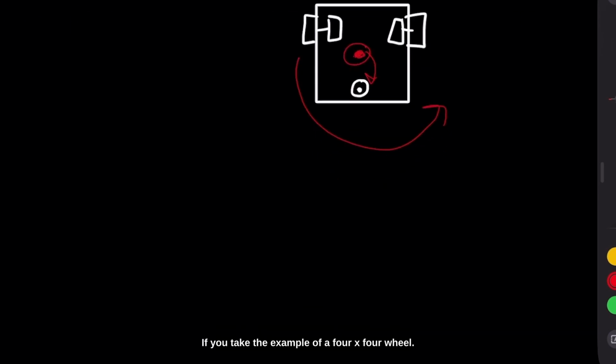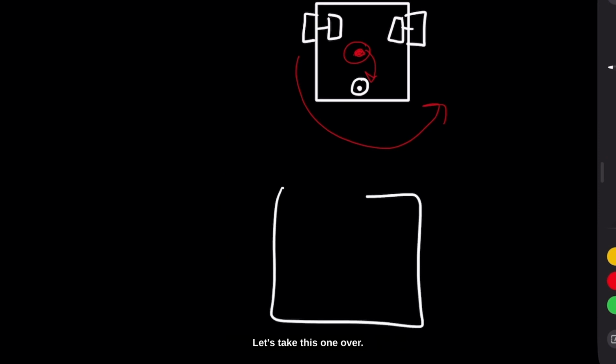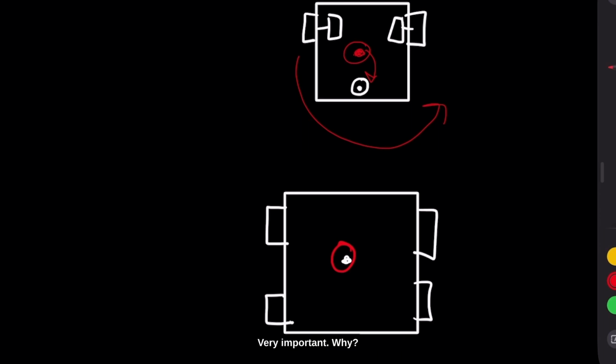If you take the example of a 4x4 wheel robot, let's take white pencil again. Let's take this one. In this case, what happens is that this point of rotation actually changes and becomes the center. So now the robot is going to rotate from the center. It's going to rotate like this all together. Very important. Why? Because if your center point of rotation is exactly at the center, you can do a 1 point turning.